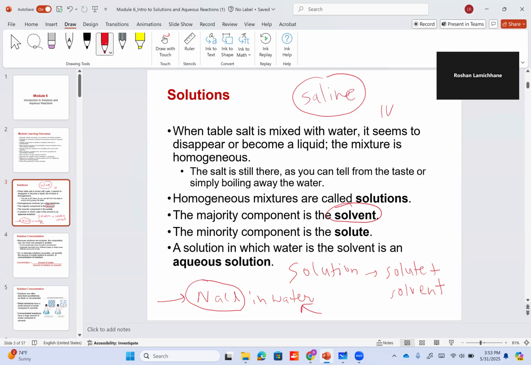Now, remember, there are lots and lots of solvents. For example, nail polish remover, acetone, is a solvent. Alcohol is a solvent, and so on. But if someone specifically says the solvent is water, that solution, which has water as the solvent, we call an aqueous solution. For example, NaCl in water. Saline is an example of an aqueous solution.